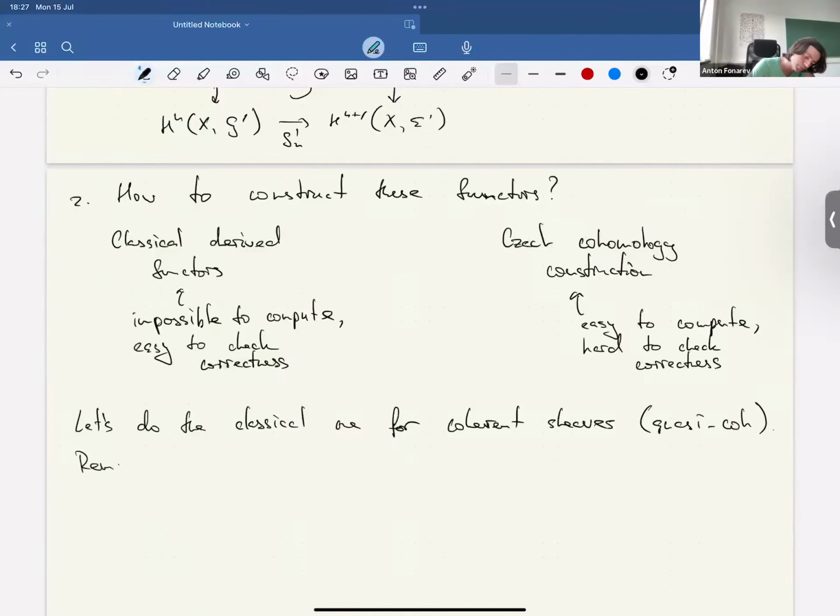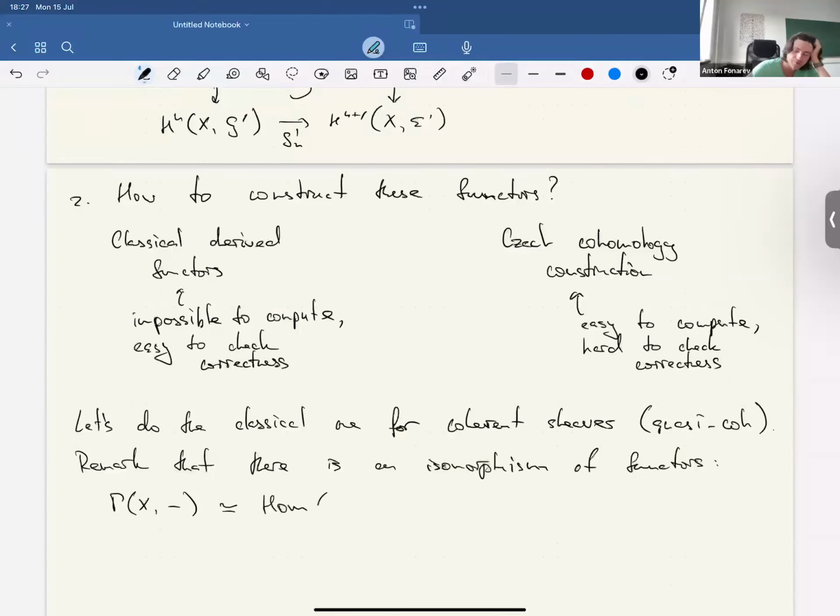Remark that there is actually an isomorphism of functors. Namely, taking the global section over X of a quasi-coherent sheaf is the same as, believe it or not, taking a homomorphism from the sheaf of regular functions on X into E, where this happens in the category of quasi-coherent sheaves.